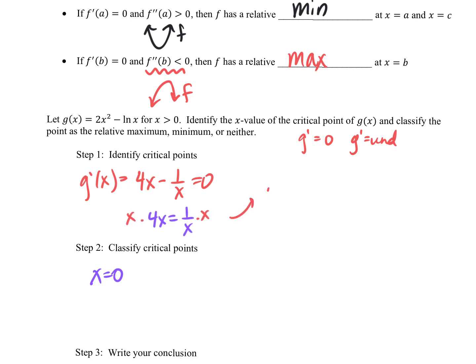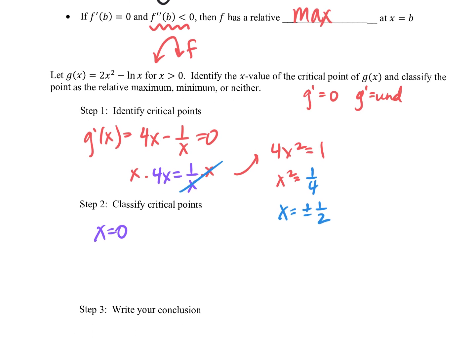Wouldn't we have 4x squared equals 1? x squared equals 1/4. x would equal the square root, plus or minus 1/2. Very good. The square root of 1/4 would be 1/2.